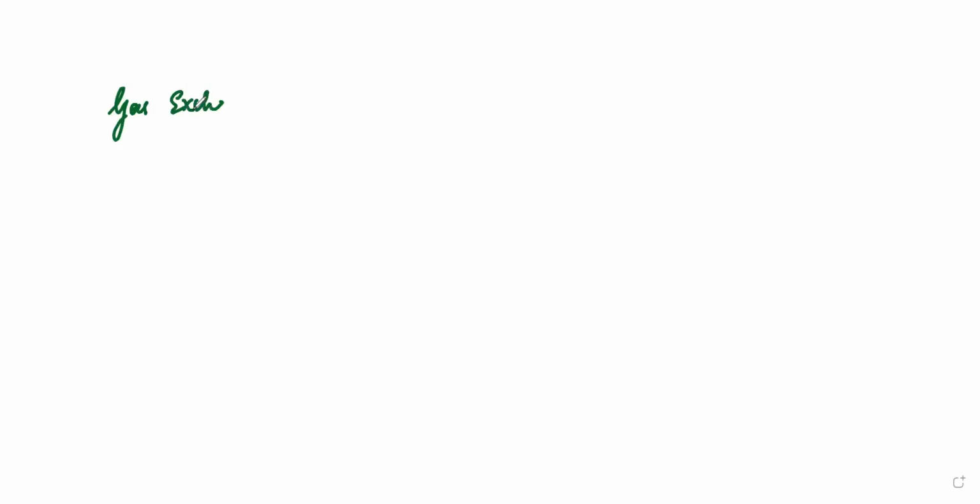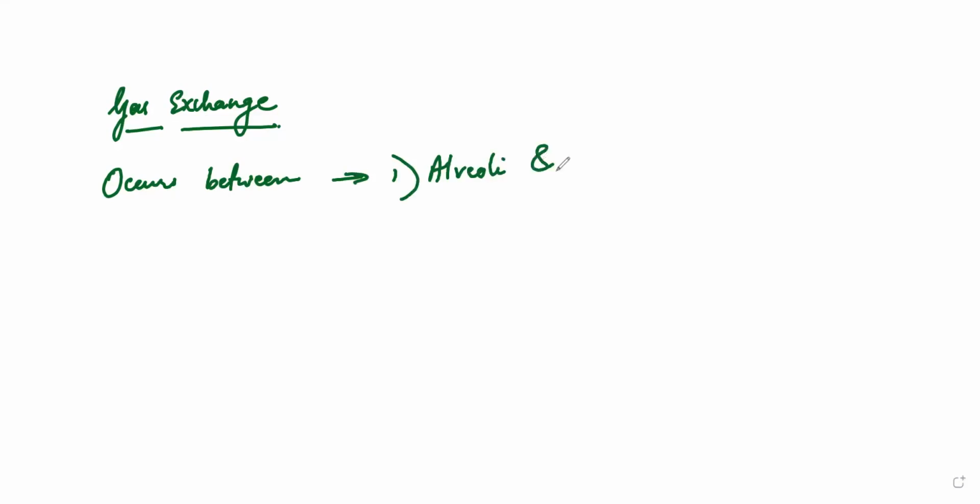So gas exchange. We already know the respiratory organs which help in the gaseous exchange as well as the transport of the gases. Generally this gas exchange occurs between two things. The first one is between the alveoli and the blood, and the second one is between the blood and tissues.